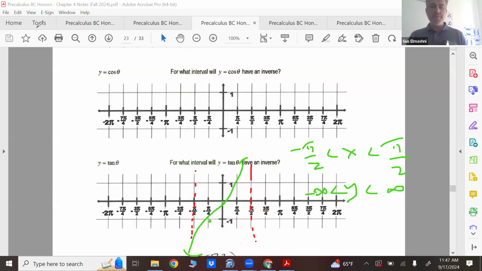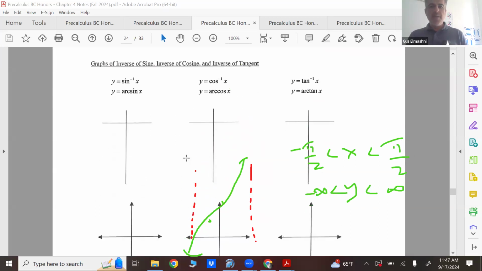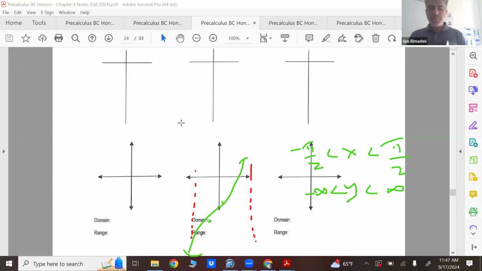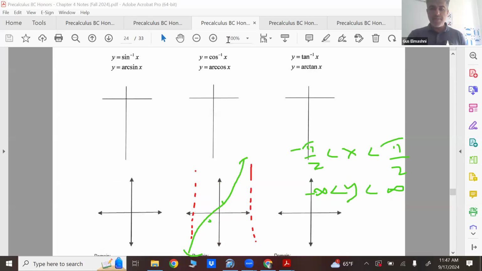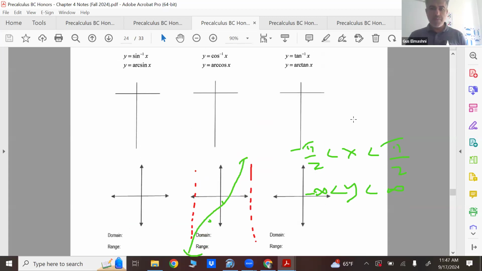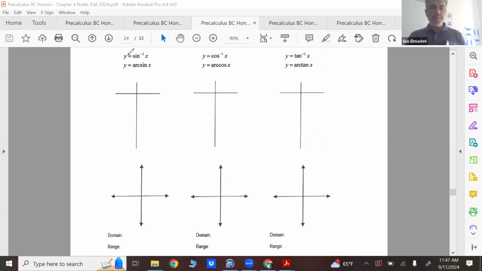Now let's move on to the next page, and hopefully we don't lose internet again. So let's look at the graphs of inverse sine, inverse cosine, inverse tangent. Let me zoom out a tad. Okay, now, just so you know, arc sine is another name for inverse sine. It's an old-fashioned term. Don't worry about it. When you see arc sine, it means inverse sine. Arc cosine means inverse cosine. Arc tan means inverse tan.